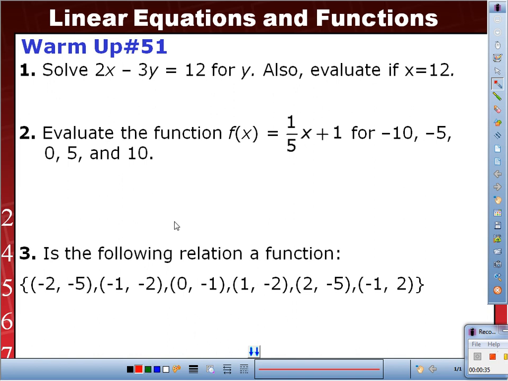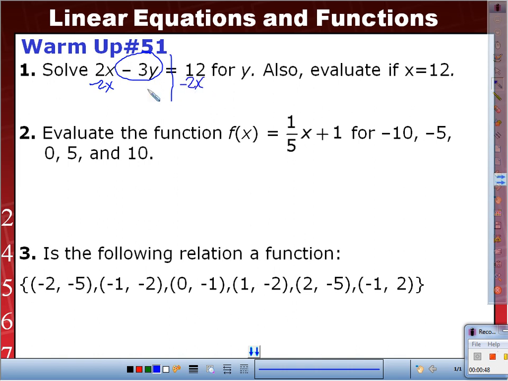look at number one. It says solve for y. That's the first step. So line down the equal sign. I need to leave y by itself. Therefore, I need to get rid of the 2x. How do I do that? Minus 2x, minus 2x. We get negative 3y equals, and from this point forward I want you to keep writing it in standard form. Which one goes first? The negative 2x plus 12.